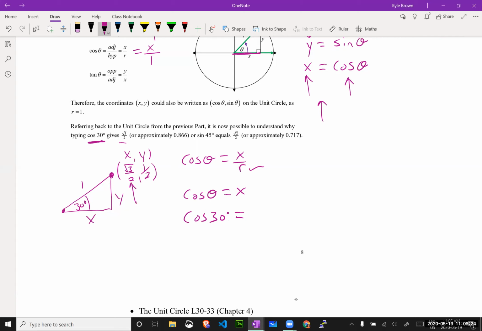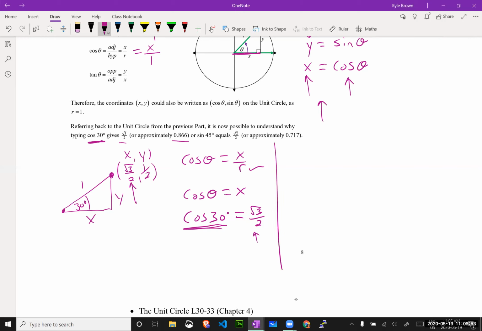What's the cos value? What's the x value at 30 degrees? It's root 3 over 2. Okay, so if you type in cosine of 30, you would get out this number, 0.866 and so on, and that's the same thing as root 3 over 2. Now I should preface that: if you put cosine 30 into your calculator when you're in radians, you would get something different, right? So just be careful on that one.